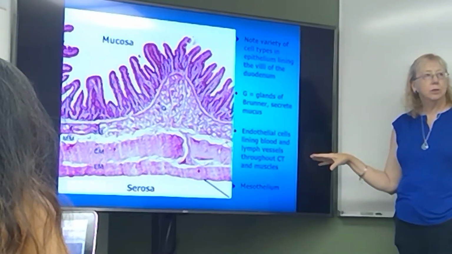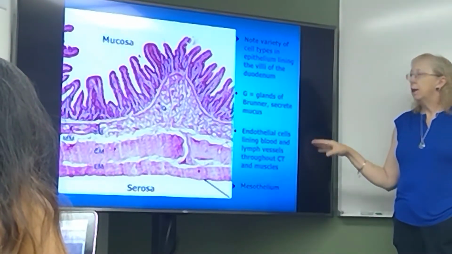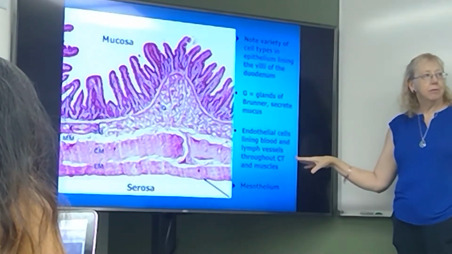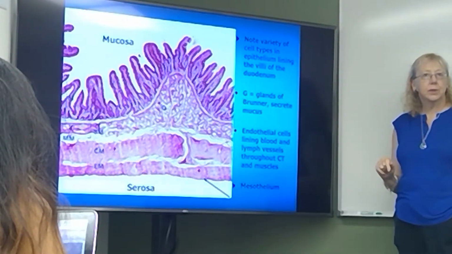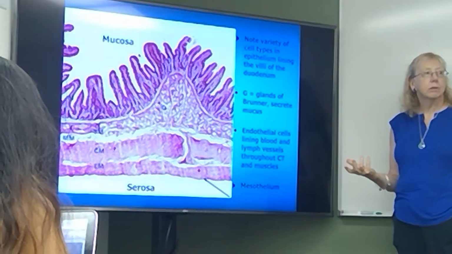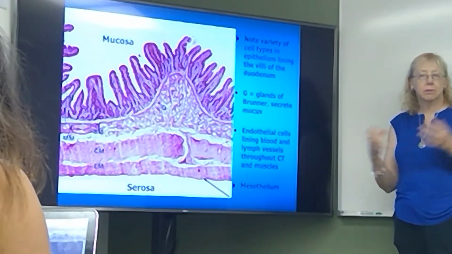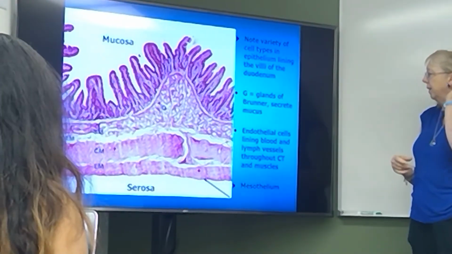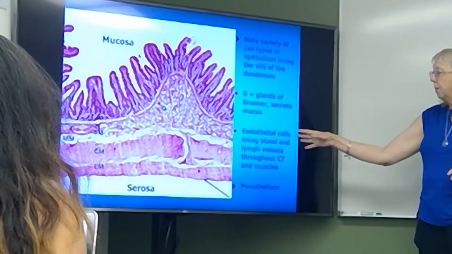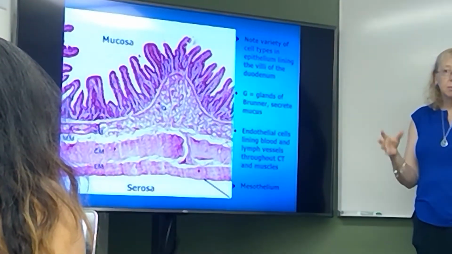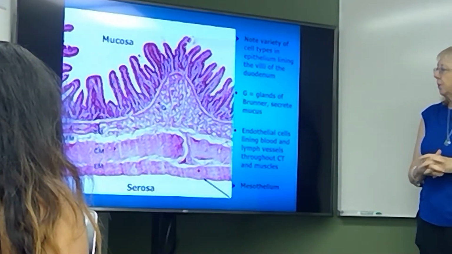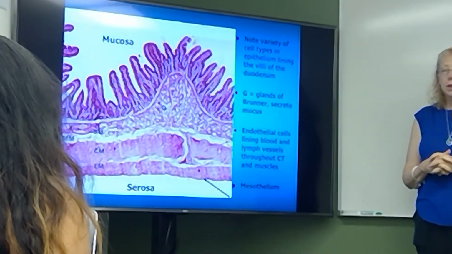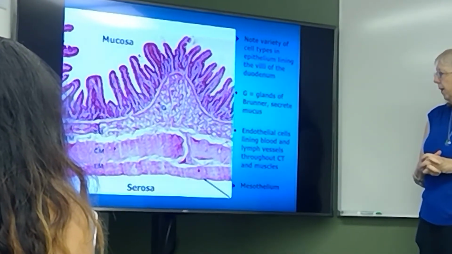When I ask you to find endothelial cells, remember that you're going to be looking for those lining blood and lymph vessels throughout the connective tissue, the muscles, in the heart. The heart is not only the organ that holds blood, and it's lined by endothelium, but it also has lots of blood vessels running through it to provide those cardiac muscles with nutrients and oxygen.